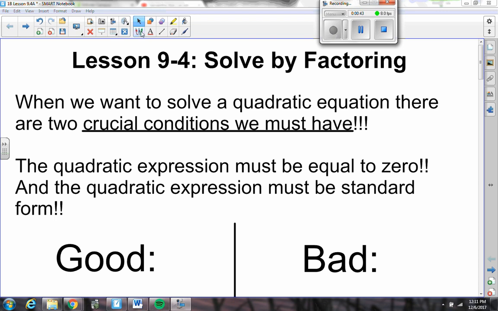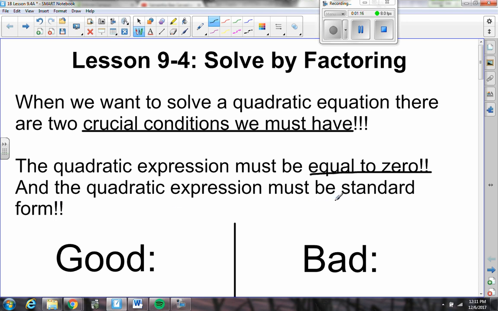When we want to solve a quadratic equation by factoring especially, there are two very crucial conditions that we have to meet, right? The first is that the quadratic expression must equal 0. If it doesn't equal 0, you'll have to do some algebra in order to get it to equal 0. The other thing is that the quadratic expression must be in standard form.